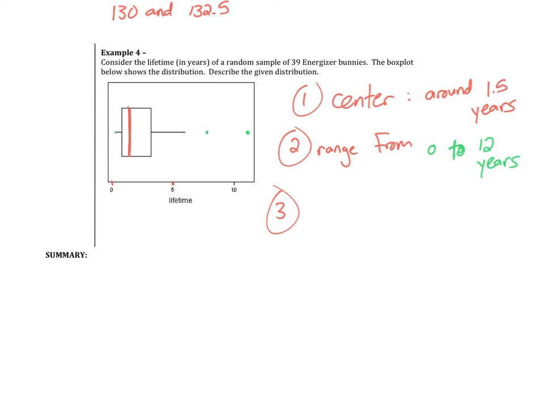Step 3 is the shape of the data. So if you look now, the left side of the median is where the yellow line is. The right side, I'll keep it yellow, goes all the way out to here. So you see how on the right side it goes way further away from the middle? So we would say that the shape of the data is skewed to the right.